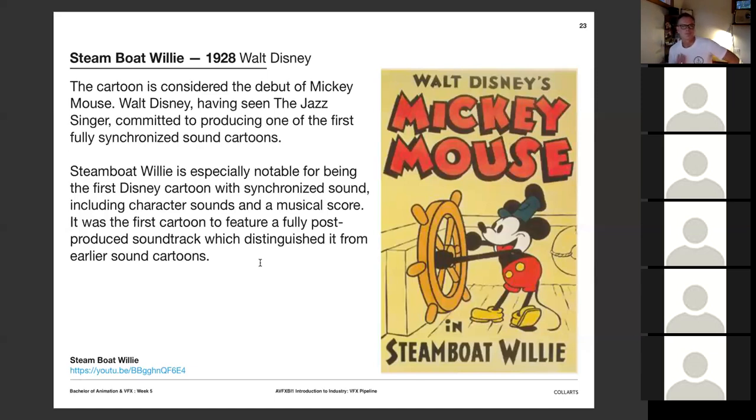1920s, Steamboat Willie. What's that, Sarah? It was drugs. Oh, right. Yeah, that's right. Drugs. Don't take drugs. Drugs are bad.